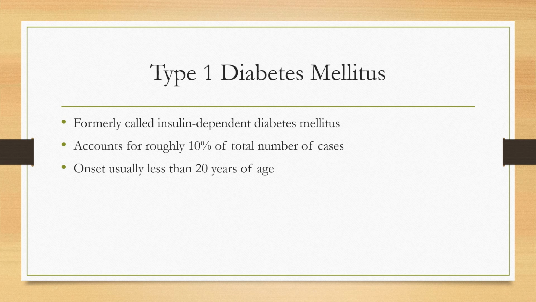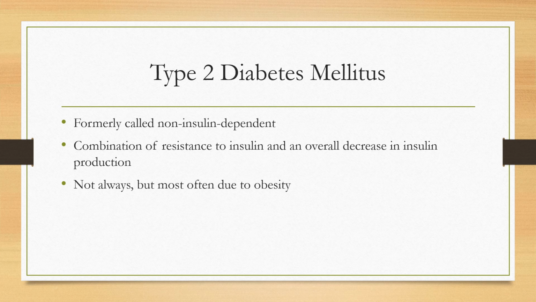So type 1 diabetes accounts for roughly 10% of total number of cases. Onset's usually less than 20 years of age. Versus, like I said, type 2, formerly called adult onset or non-insulin dependent. And this is a combination of resistance as well as an overall decrease in insulin production. But it's important to note that your body still does produce insulin. So that's why type 2 diabetics can often be maintained on only oral medications just to make their body use the insulin that it has better. Versus type 1 diabetics have to use insulin. Okay. And not always, but type 2 diabetes isn't always associated with obesity, but it can be.